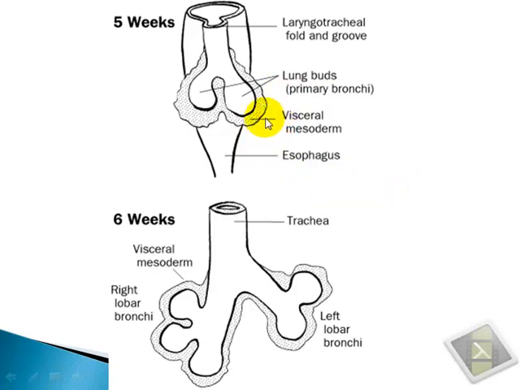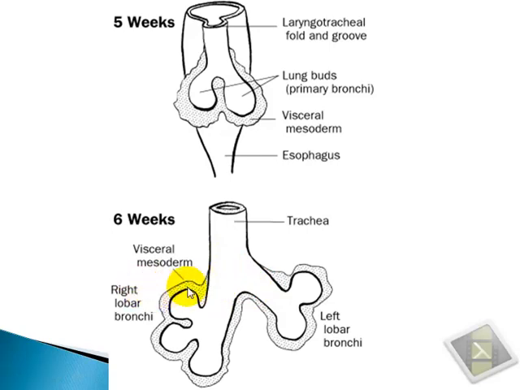It basically starts from the ventral wall of the foregut. You have this esophagus here. It divides into these lung buds, and by around 6 weeks they even have a trachea, and this trachea first divides into the right lobar bronchi and the left lobar bronchi. The first thing which divides is the right lobar bronchi.